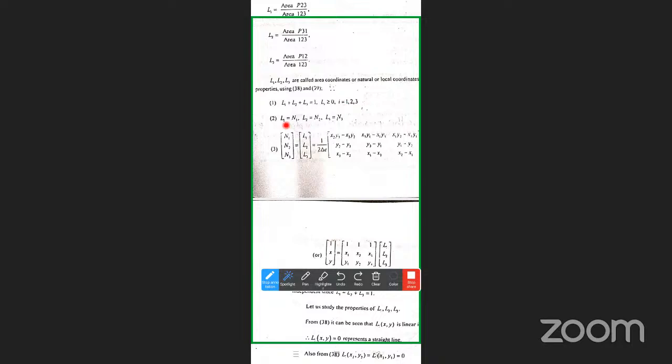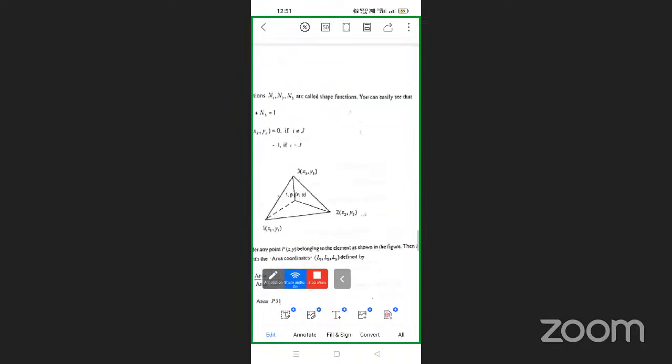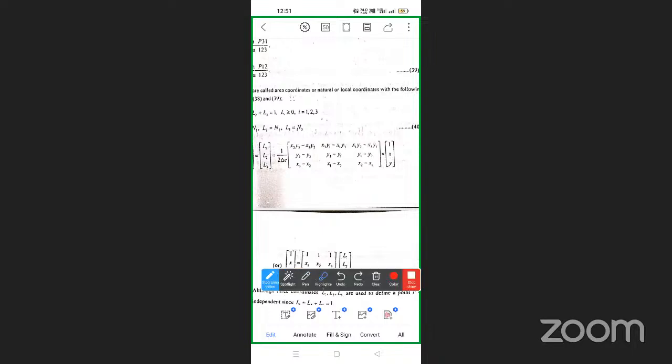Second point, Li is equal to Ni. The first local coordinate is equal to the first shape function, the second one is also the same, and the third one is also the same. And the third point, N1, N2, N3 is equal to L1, L2, L3. Already we know the N1, N2, N3 formula. The same formula applies for the local coordinates L1, L2, L3.